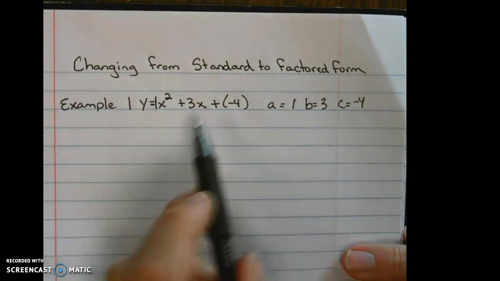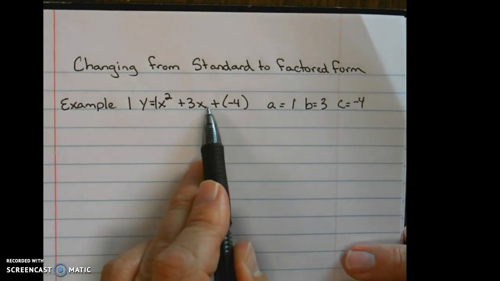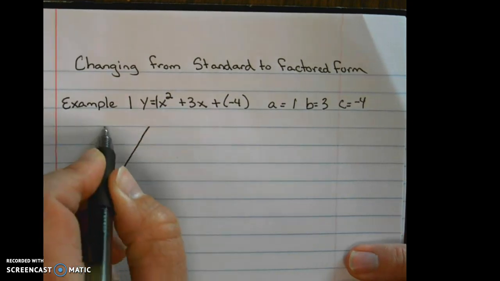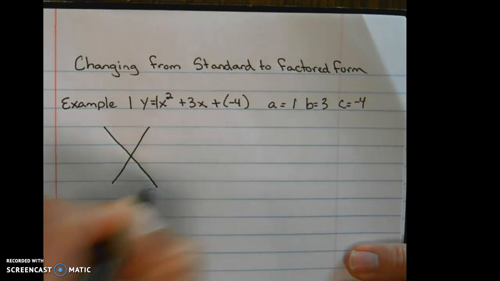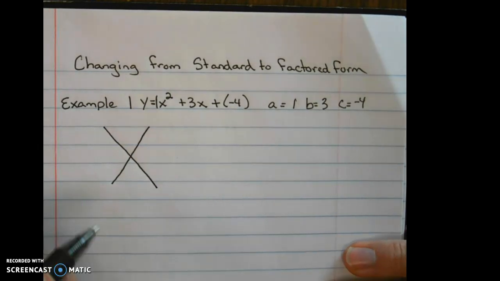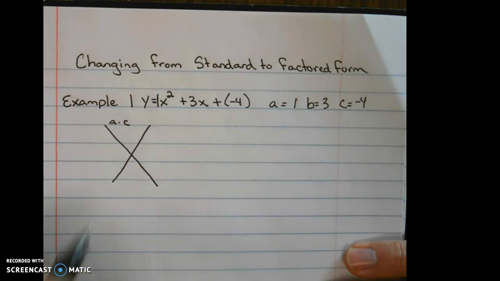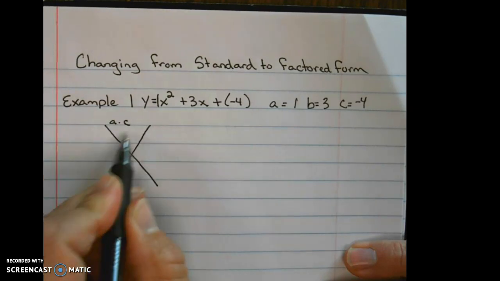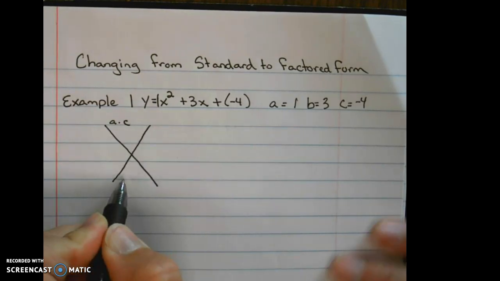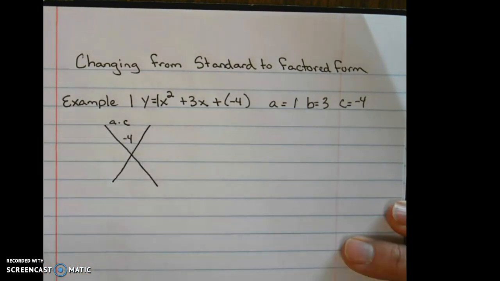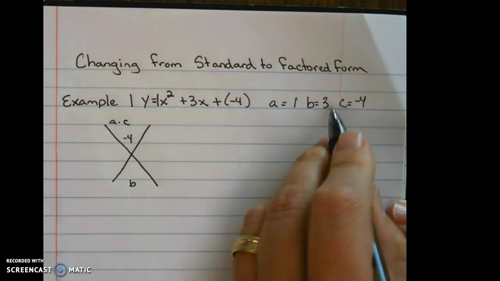Now the next thing I'm going to do is factor this using what I like to call the X factor. It's one of my favorite TV shows. It's no longer on air. But I draw an X and we multiply A times C to get our top number. This is a graphic organizer for factoring. So 1 times -4, and then the B value goes at the bottom, which is 3.